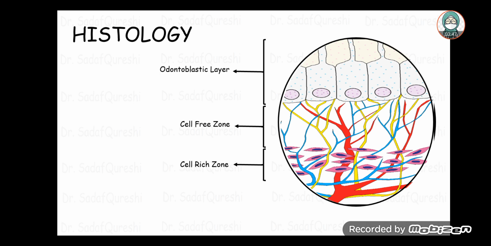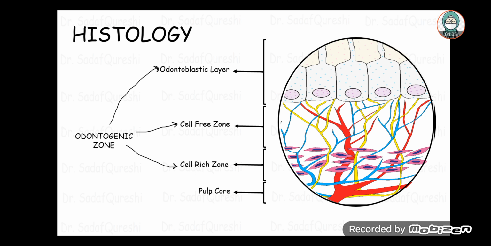And then the third zone of pulp is the cell rich zone, which has so many cells present, and this zone acts as a reservoir for the cells of the dental pulp. And then we have the pulp core, that is the fourth zone of the dental pulp.